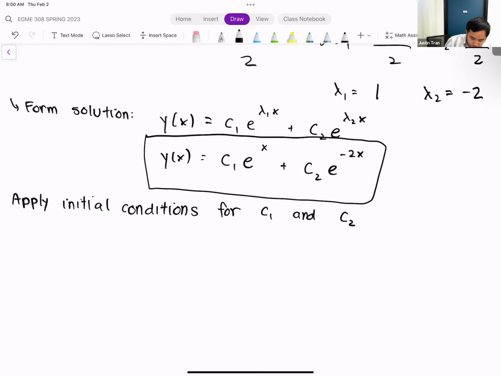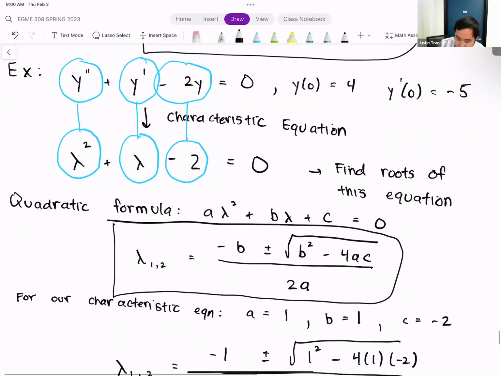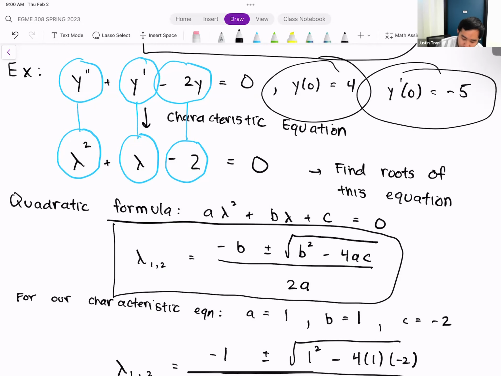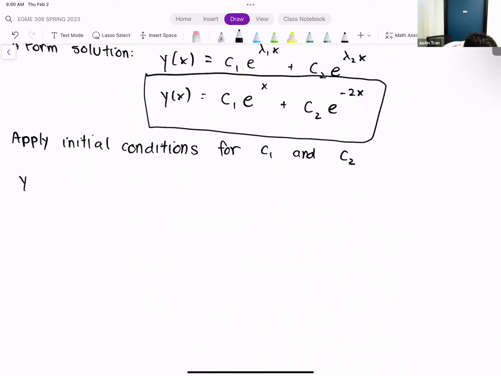Okay. And so we go back to the very beginning of the problem. Our initial conditions were y of 0 is equal to 4 and y prime of 0 is equal to -5. So let's go ahead and apply those down here. So we have y of 0 is equal to 4.